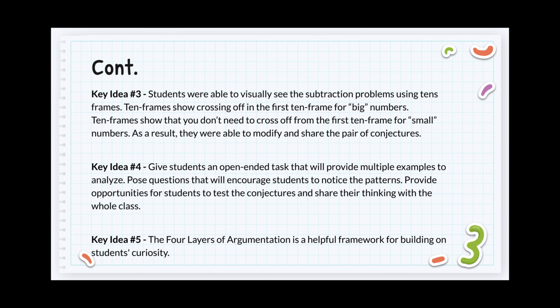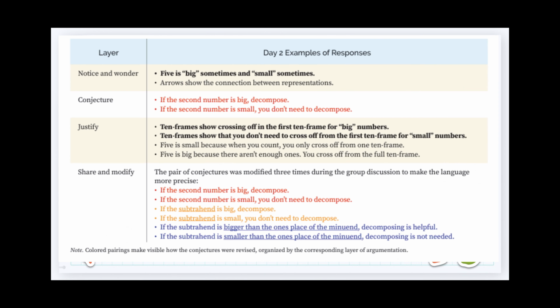And then key idea number 5, the 4 layers of argumentation is a helpful framework for building on students' curiosity. And this can be very helpful for students that are learning subtraction. So on this slide, this is the 4 layers of argumentation. This is an example. If you notice on the left, there is notice and wonder. So those are what students are noticing and wondering when it comes to looking at math problems. So here it has an example of what they're seeing from a subtraction problem.